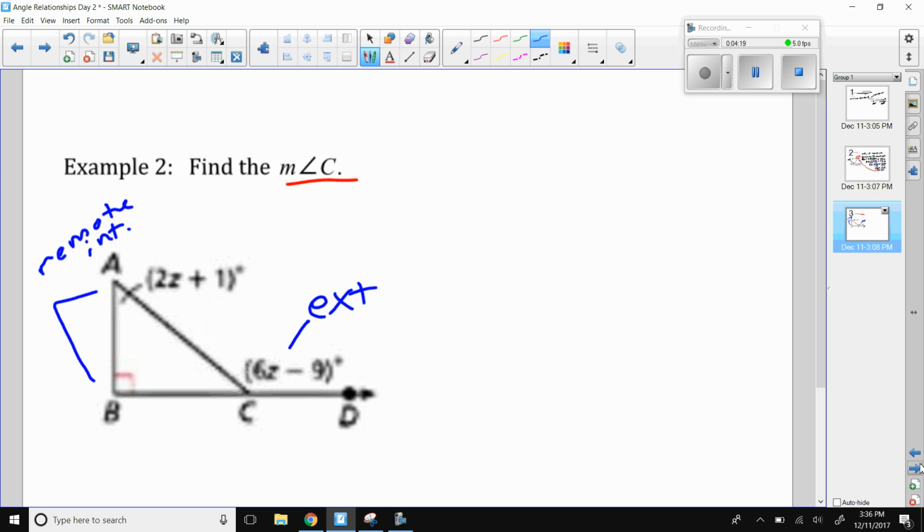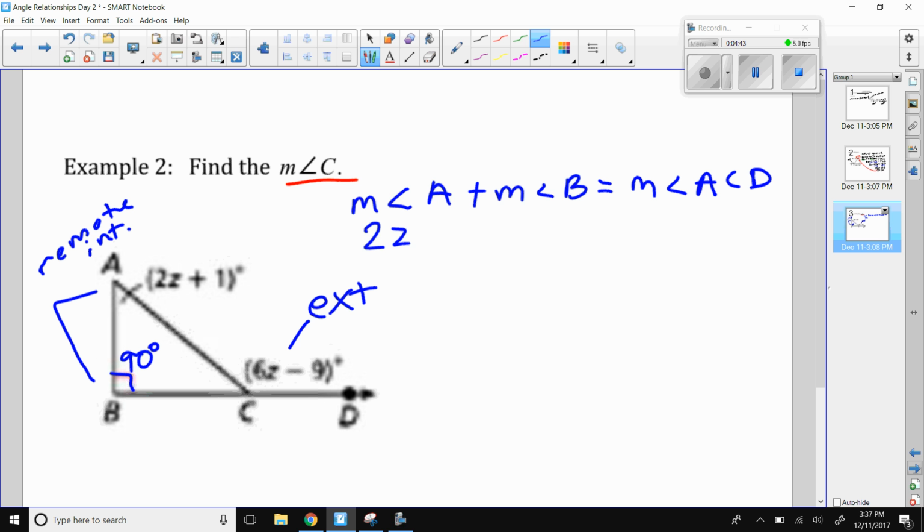Okay, this doesn't give me anything for B, but what I know about B when I see this square here is that this is going to be 90 degrees, which means the measure of angle A plus the measure of angle B is going to equal the measure of angle ACD on the outside. So I have 2z plus 1 plus 90 degrees equals 6z minus 9. And again, you're just combining like terms. You're looking at these two to be combined together.